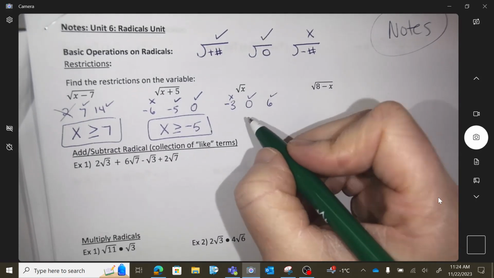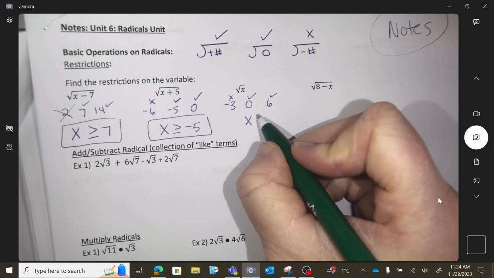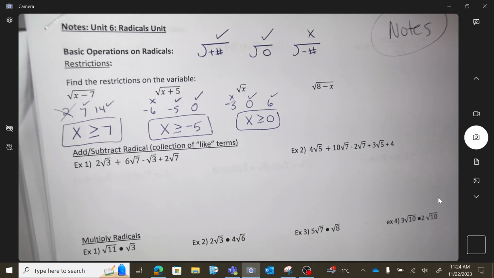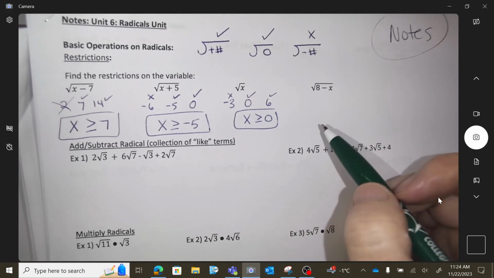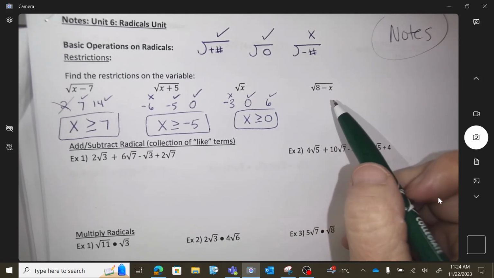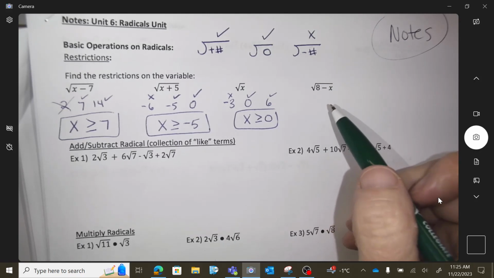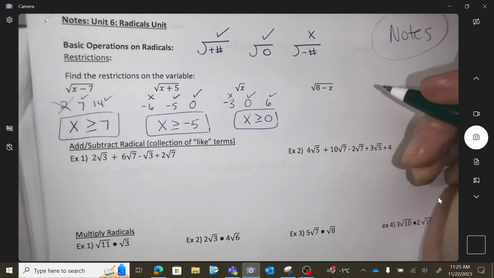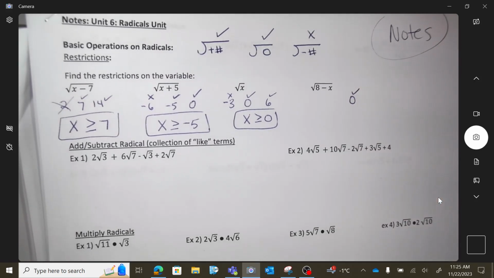Okay, so what can you conclude about x? x would have to be greater or equal to 0. Okay, give me an example of a number that works, that makes it positive. If x was what, it would stay positive? If x was 0, yeah. 8 minus 0, that's good.